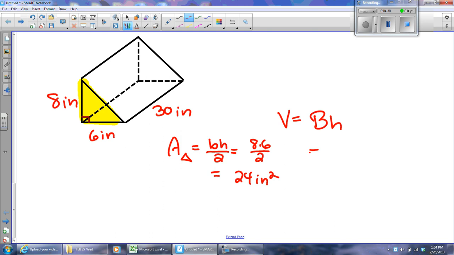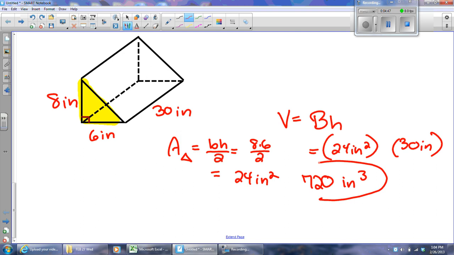So when I come over here, my capital B is 24 inches squared. And then I'm going to multiply by the height, which is 30 inches. Okay, 3 times 24 is 72. 30 times 24 is 720. Inches squared times inches is inches cubed, and there you go. Okay, that's all I do.